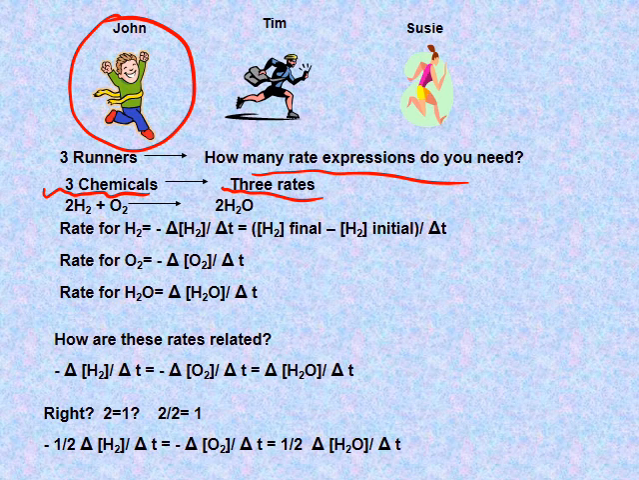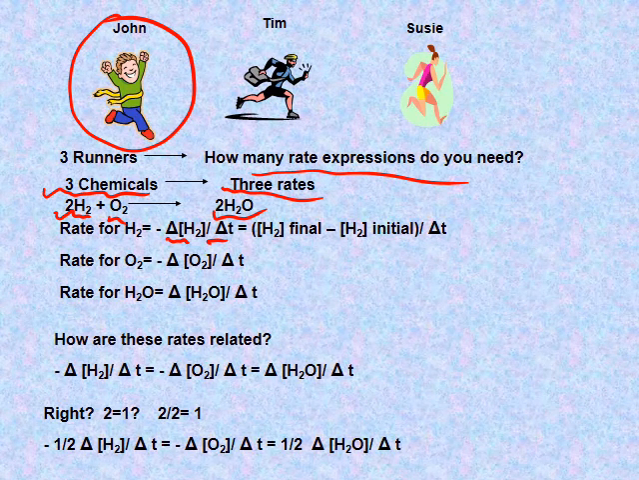In the case of H2 and O2 giving H2O, H2 is one of those chemicals, O2 is the second, and H2O is the third. The rate for H2 is the change in concentration, delta H2 over delta t, final minus initial divided by the time interval. Don't forget that we assign a negative sign because hydrogen concentration is depleting, so the final value is always smaller than the initial value.